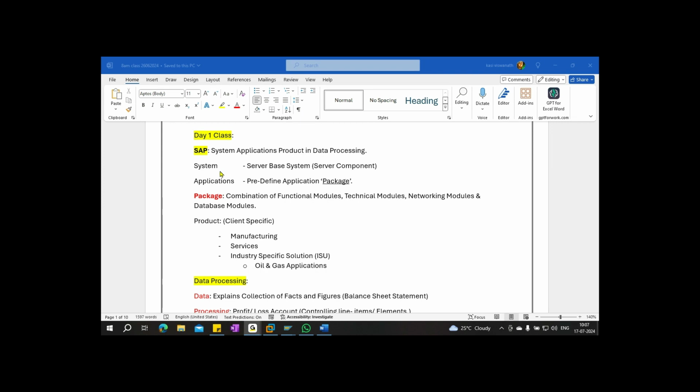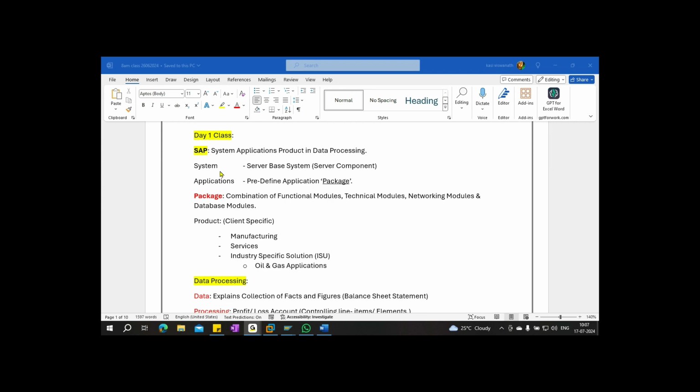Now, heading applications. Like general ledger applications, customer applications, vendor applications, asset applications, etc. Now we discuss system applications.